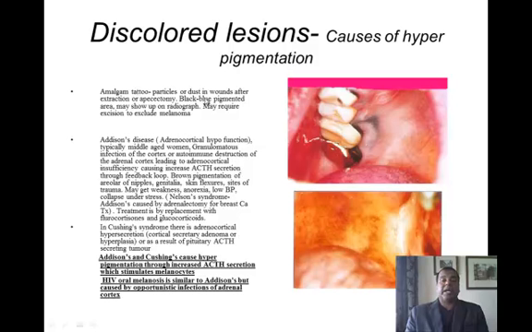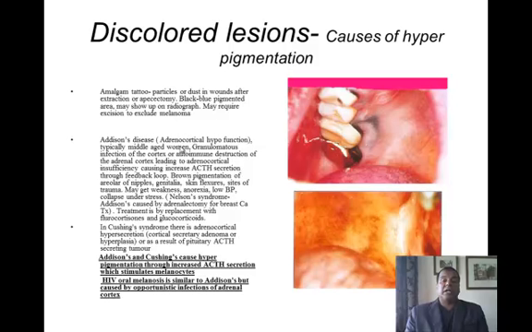Amalgam tattoo: the particles or dust in wounds after extraction or apicectomy or during placement of an amalgam restoration. The black-blue pigmented area may show up on radiographs, but it could often be faint, so you need to look carefully into the corresponding area. It may require excision to exclude melanoma if otherwise you can't detect it clinically.